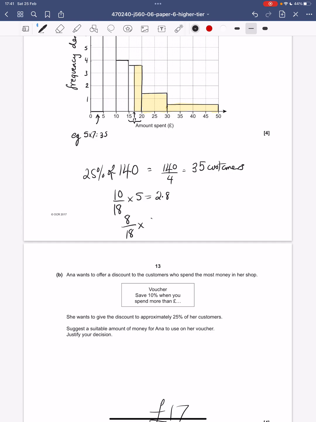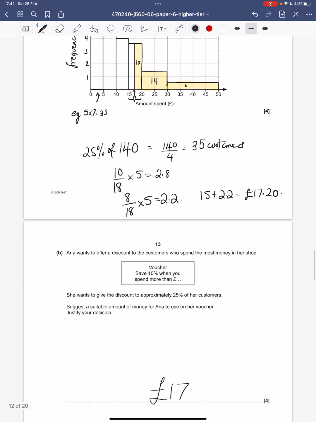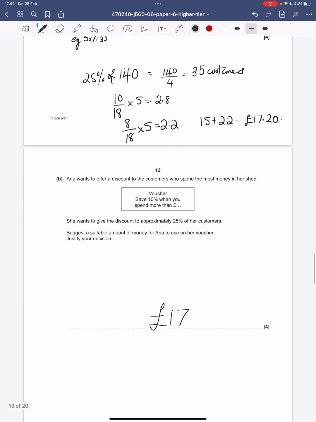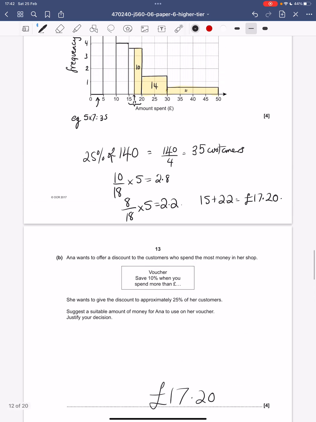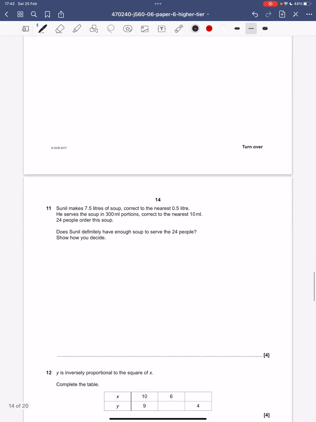8 out of 18 times 5. That's going to be 2.2. Okay, 15 plus 2.2, £17.20 would be a bit more exact. So we've got 10 in there. I think it's all on the diagram. We've got 14 in there and 11 in there. Okay, £17.20. Okay, justify your decision. See yellow bars above. Right, anyway.